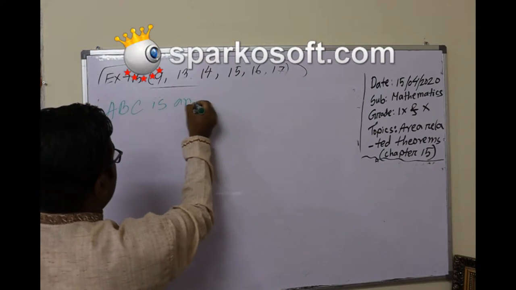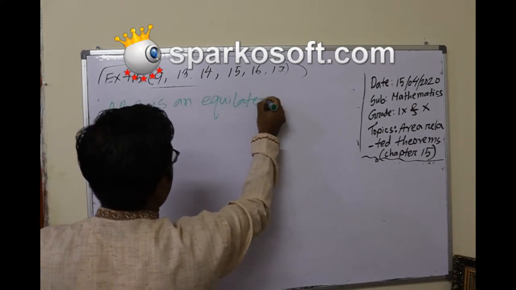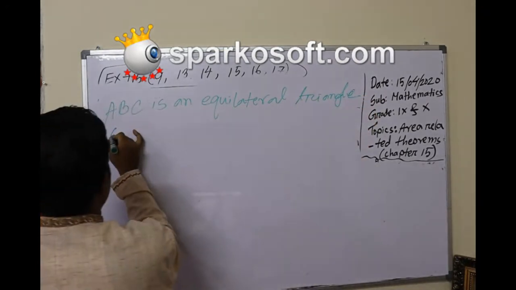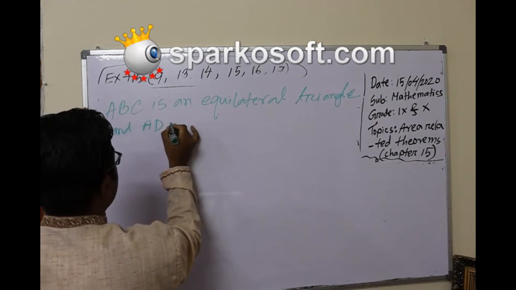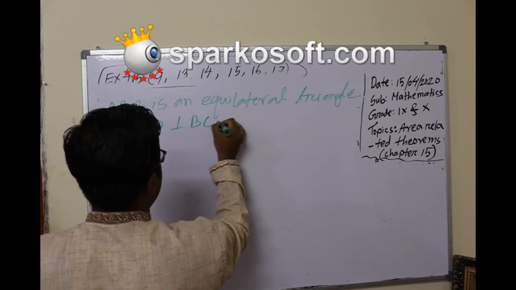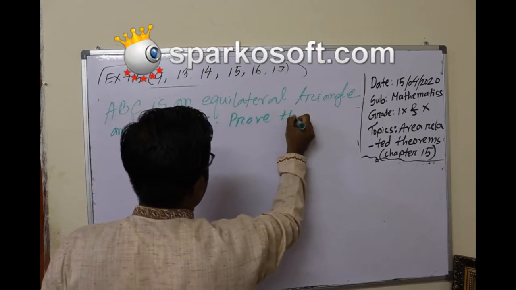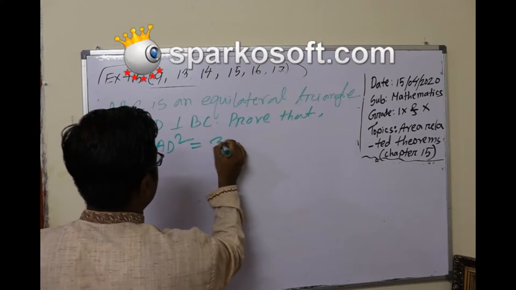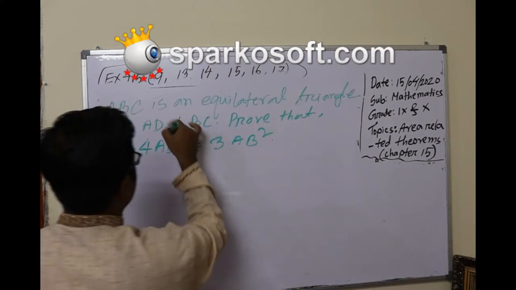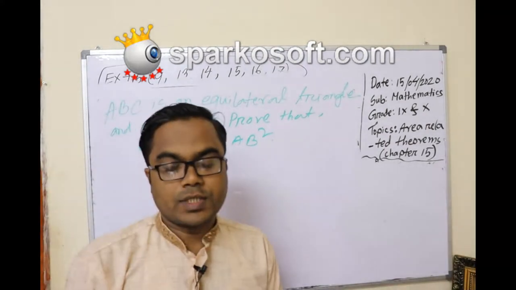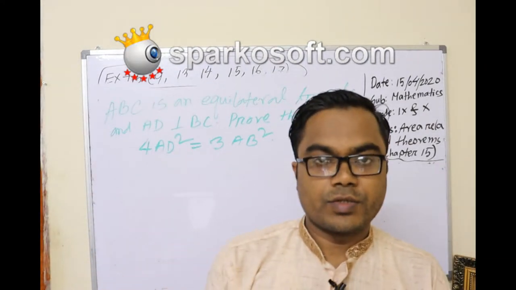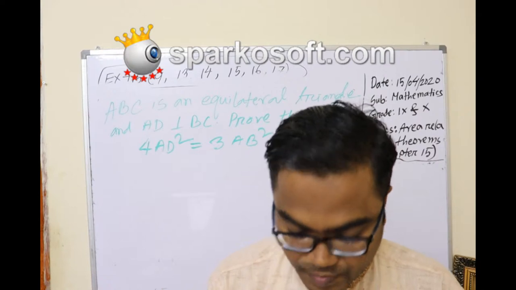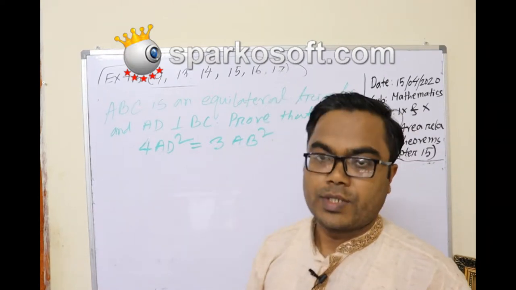ABC equilateral triangle and AD is perpendicular to BC. Prove that 4AD square equal 3AB square. This one is the perpendicular symbol. Okay. Students, try to solve. At first, try to solve this one. If you don't solve, then I will explain it. No problem. This one, nothing else, just applying Pythagoras theorem.